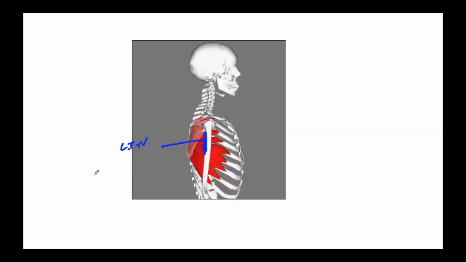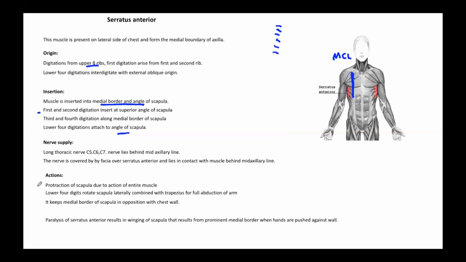Its action is protraction of the scapula, like in boxing, the arm gets longer because it's pulled forward and the scapula rotates anteriorly, and the lower four digits combined with trapezius help in abduction and rotation. And it keeps the medial border of the scapula in opposition with the chest wall.